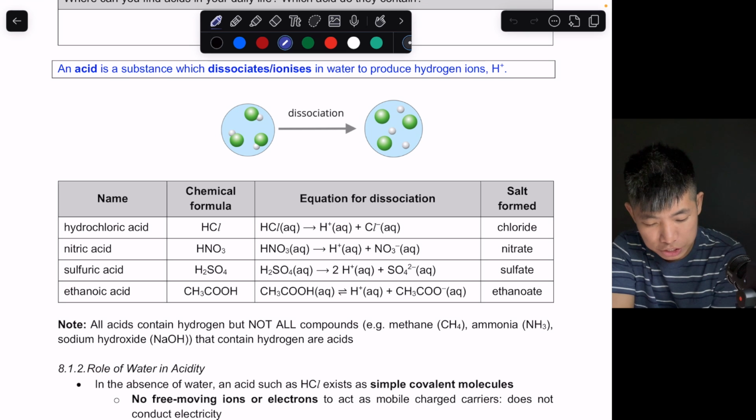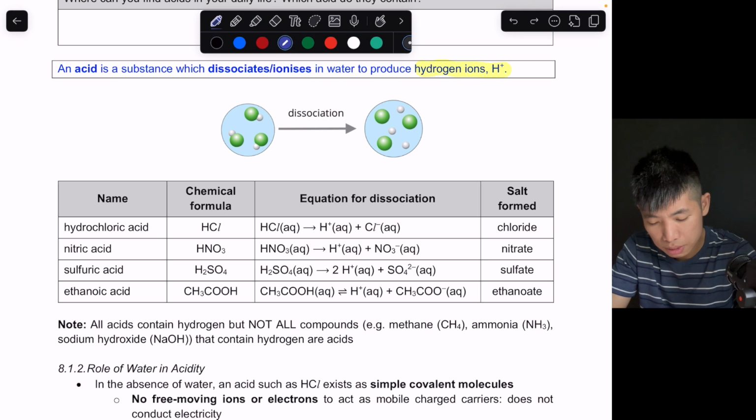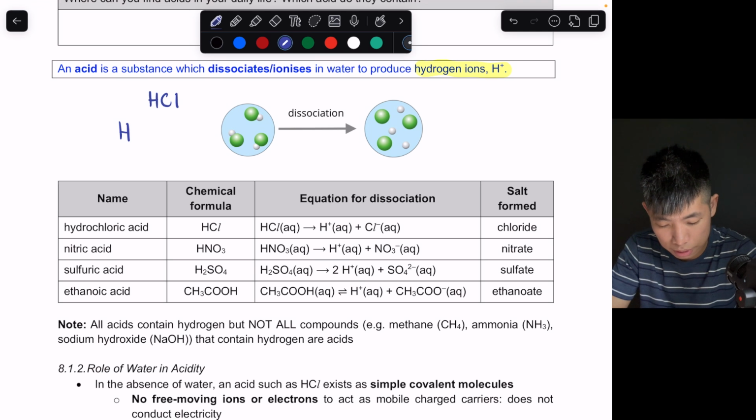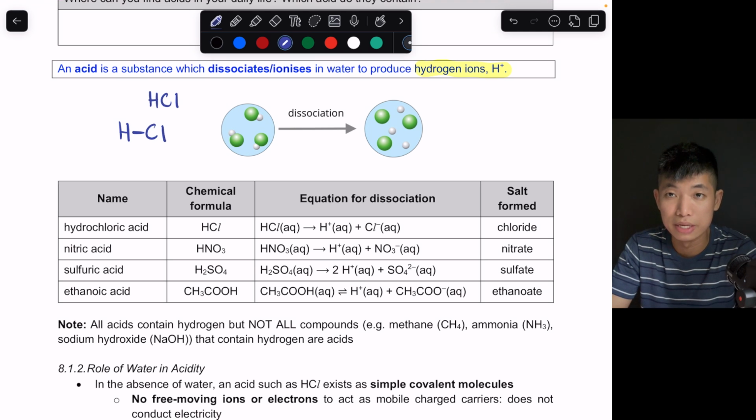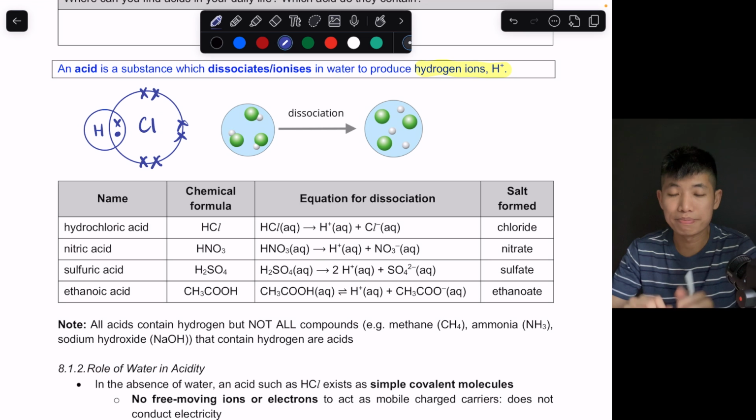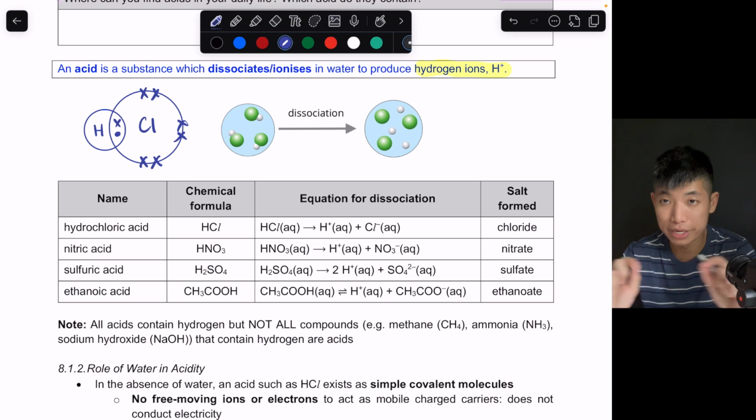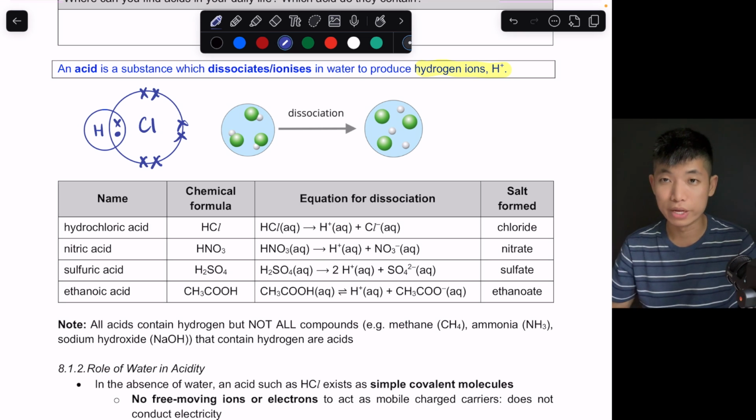So we start with the definition in your notes, with an acid being a substance that dissociates or ionizes in water to produce hydrogen ions. The term dissociates means to break apart. For example, hydrochloric acid is HCl. You know from what we learned in chemical bonding that the H and Cl are joined by a covalent bond. Dissociate means that this covalent bond breaks, so you separate the two atoms apart.